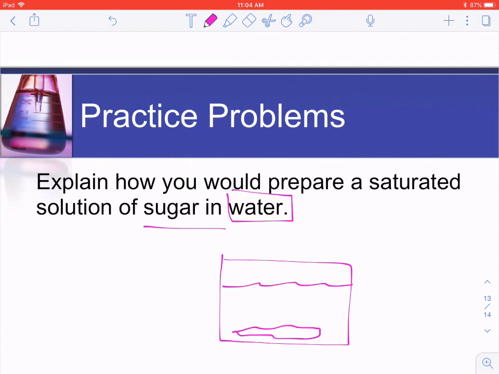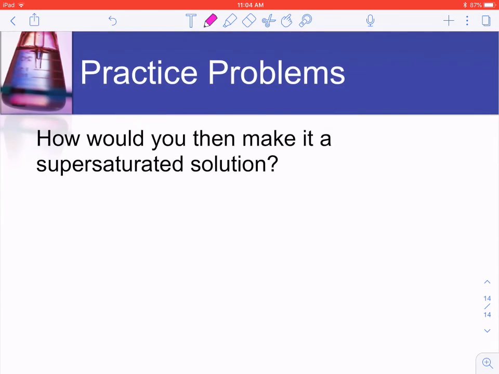What if we then wanted to take it a step further and we wanted to make it supersaturated? Well, if we wanted to do that, we'd have to increase the temperature so that we could dissolve more and more sugar. And then we would gradually let this thing cool back down very slowly. And as it did, we'd be holding more solute than we once thought possible, which is our definition of supersaturated.